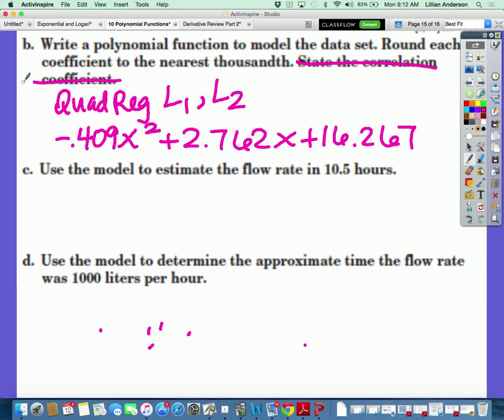Questions up to this point? Everything you need is in the stat area. Okay?